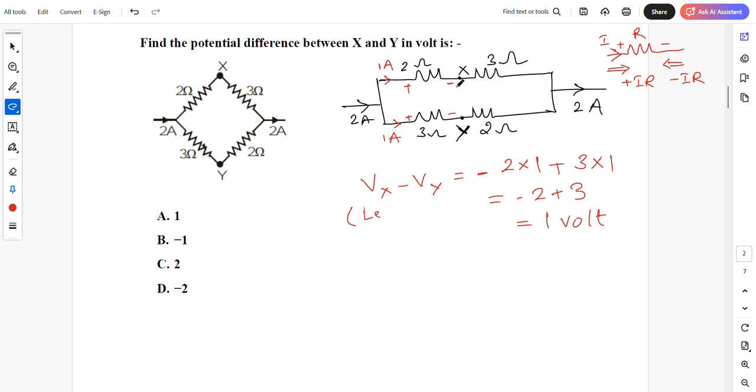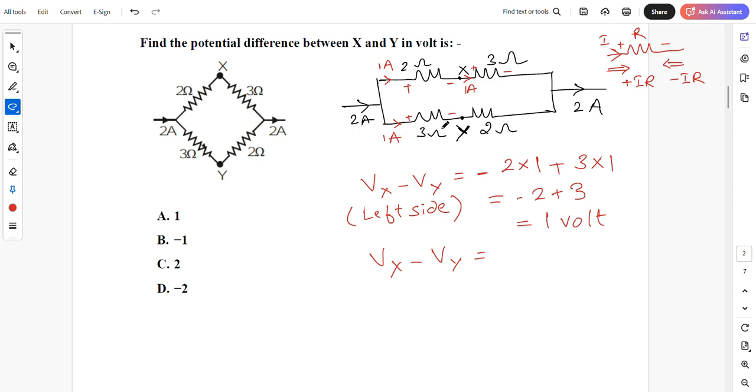In the same way, there are two paths between x and y. One is left, I can come like this, and I can come like this also. That also I will show you. Now from the right side, Vx minus Vy, the potential difference between points x and y. Now 1 ampere of current comes like this. It will go from 2 ohm to 3 ohm because they are connected in series, so the same current will flow. This is 1 ampere. This is again plus and this is minus because current is entering here.